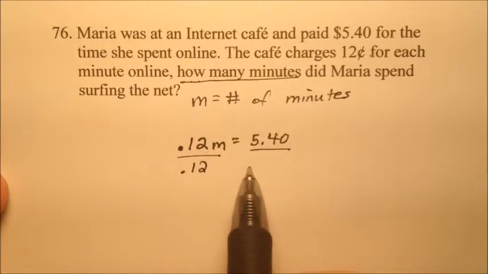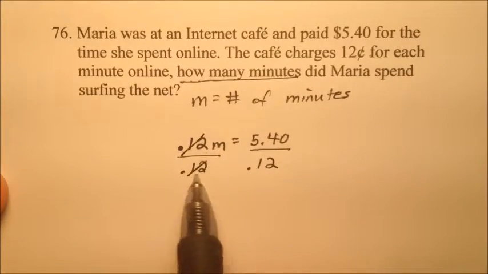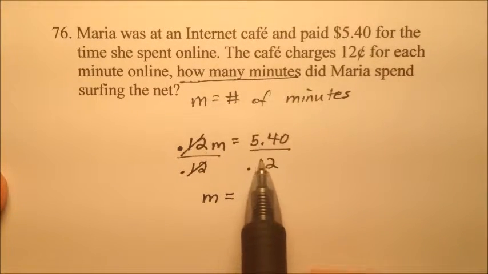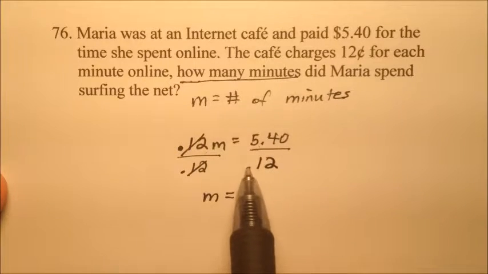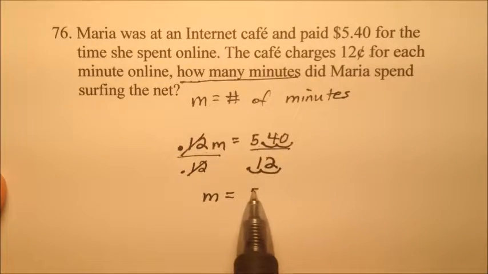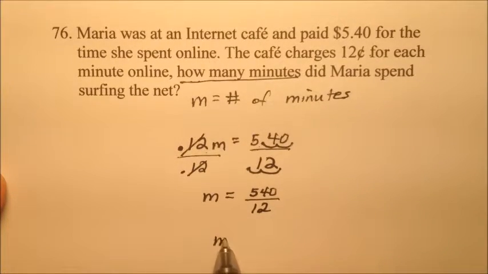We can divide both sides by 0.12, and those will cancel, and your value of M should be 5.4 divided by 0.12. But like we did in the last example, we can move these decimal places. Let's move it over twice, so it'll be 540 divided by 12. So when you take 540 divided by 12, you're going to get 45.